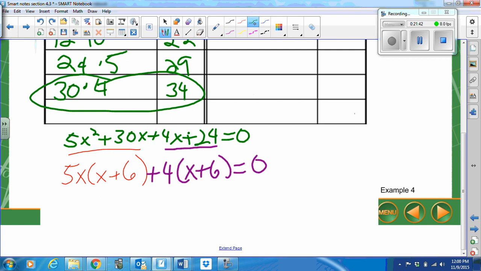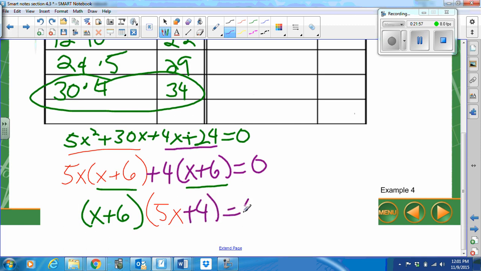So what can I pull out of the red and green? I can pull out x plus 6 from both of them. When I pull x plus 6 out of the red, I'm left with 5x, and when I pull it out of the green, I'm left with 4. So that equals 0.